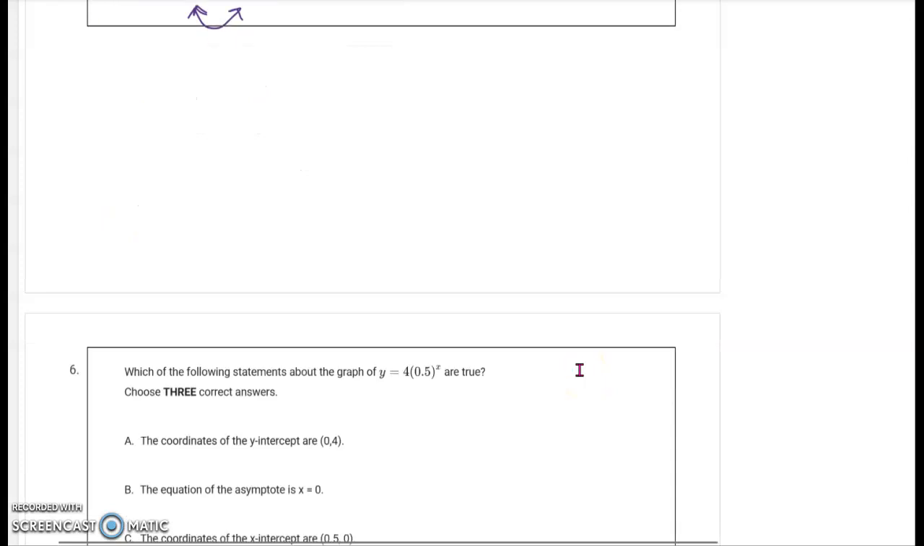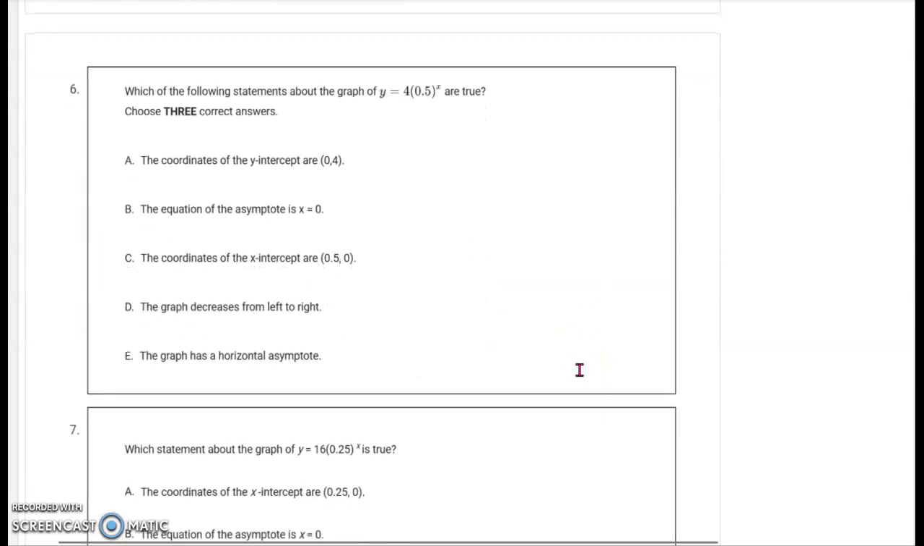All right, let's go ahead and look at the next question, number 6. In number 6, notice it says to select 3 correct answers. So first, remembering that the first number is the y-intercept. So A is correct. This value is below 1, which means it is a decay, which means it decreases from left to right. So this is also correct.